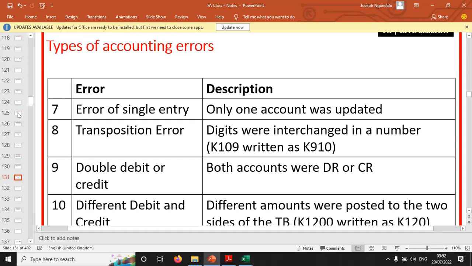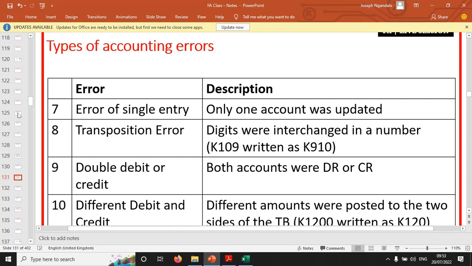Transposition error: digits within a number were interchanged. Writing 109 as 910 is an example of an error of transposition. Let me give you a hint. If a transposition error takes place from the daybooks, it is going to give rise to an error of original entry.